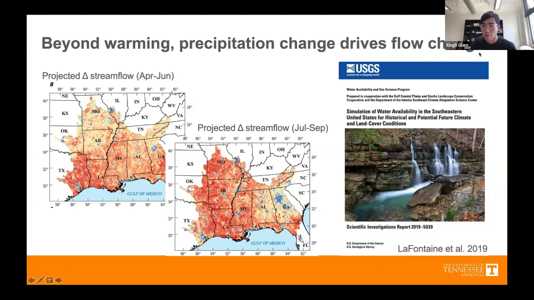So, when we started this project, I came across this report by Jacob LaFontaine, which piqued my interest in really using flow, modeling flow, to get a better handle on how flow regimes might affect freshwater fish.